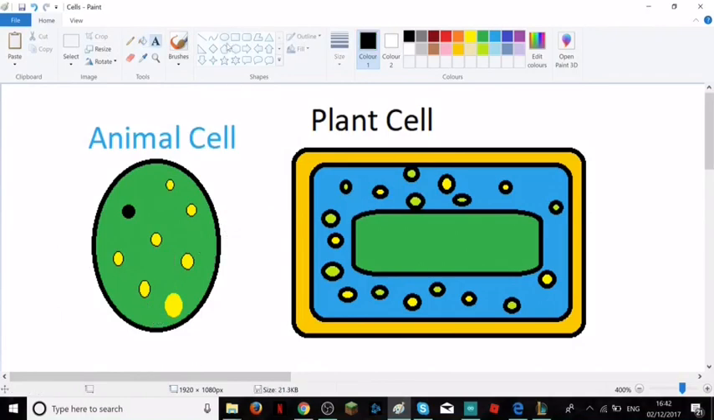Also, I almost forgot, the plant cell has a nucleus somewhere in the cytoplasm, so I'm just going to put it here.